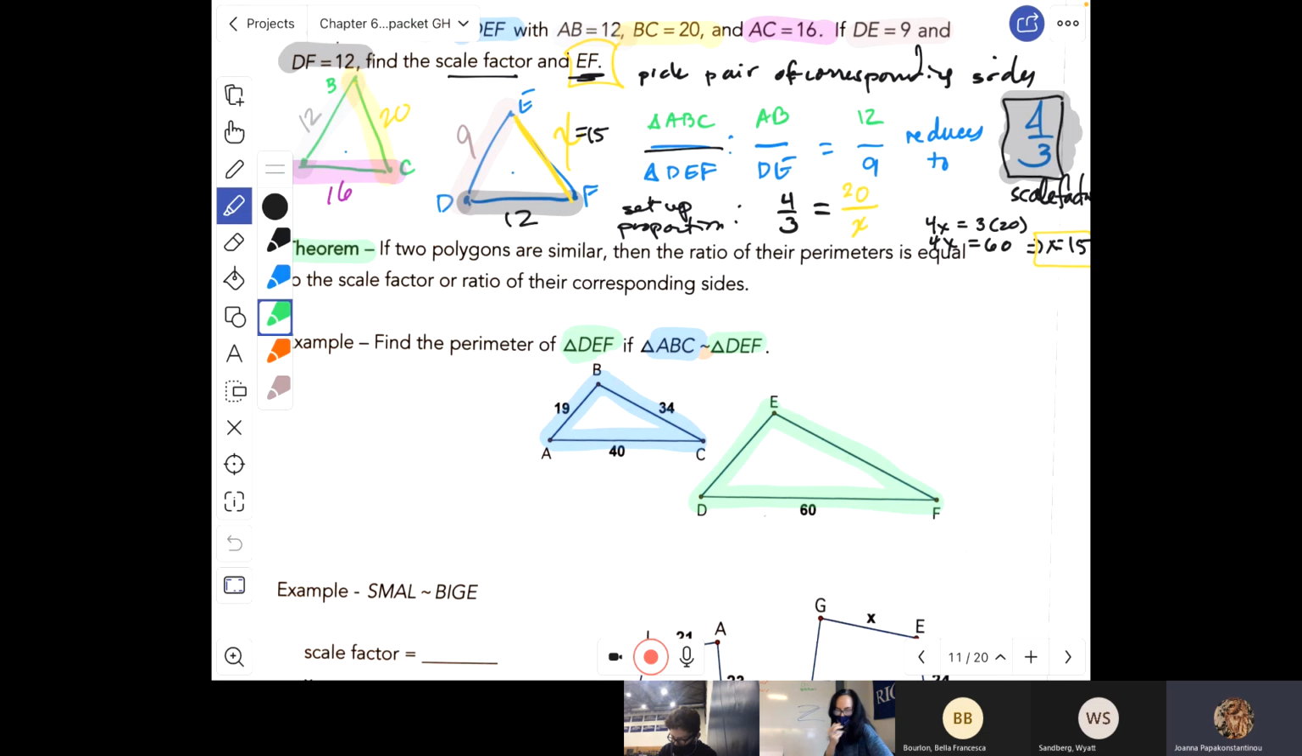So what do I have to do first? Well, let's go ahead and set up a ratio. So I have my ratio. We can choose any lengths we want. I'm going to go ahead and choose AC to, what's the corresponding side in the green triangle? DF. So that means I have 16 to 12. And if I simplify the ratio of those corresponding sides, what do I get to be my scale factor? Okay. So this is my scale factor.